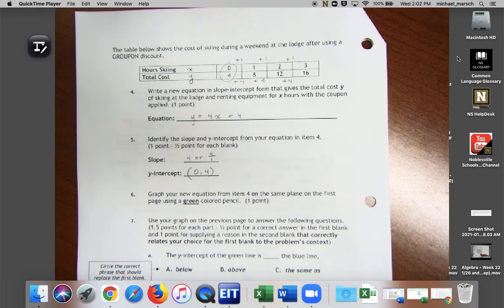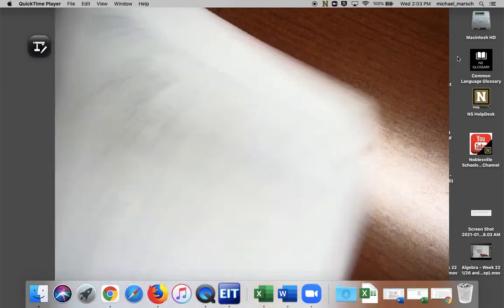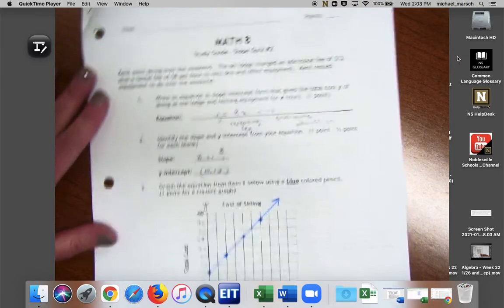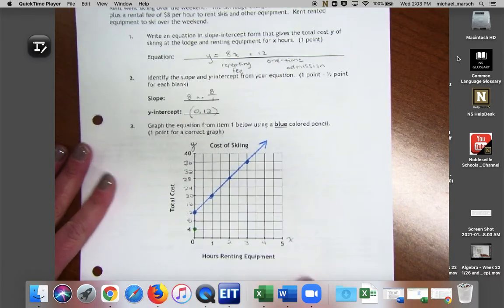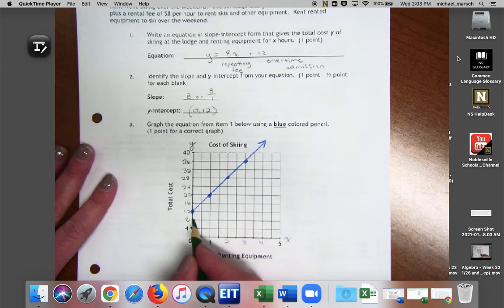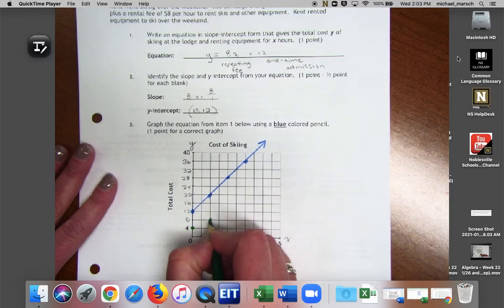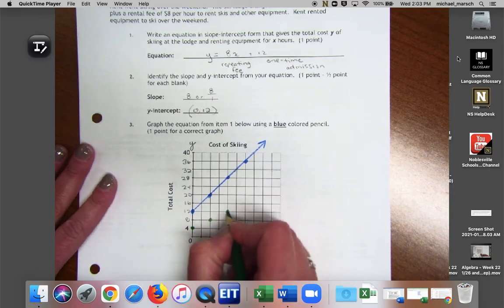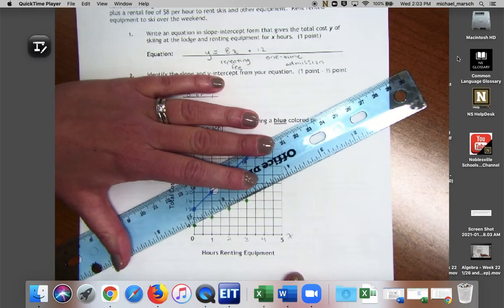Now I'm going to get my green colored pencil, and I'm going to go back to the graph, and I'm going to graph this equation. So this time, I start at 4, because remember it's only $4 to go now because I had a Groupon. And it's $4 per hour, so I'm only going to go up one line, but I still have to go over the 2 because these are in half-hour increments. So up $4 per hour, up $4 per hour, up $4 per hour. And then I can connect these.